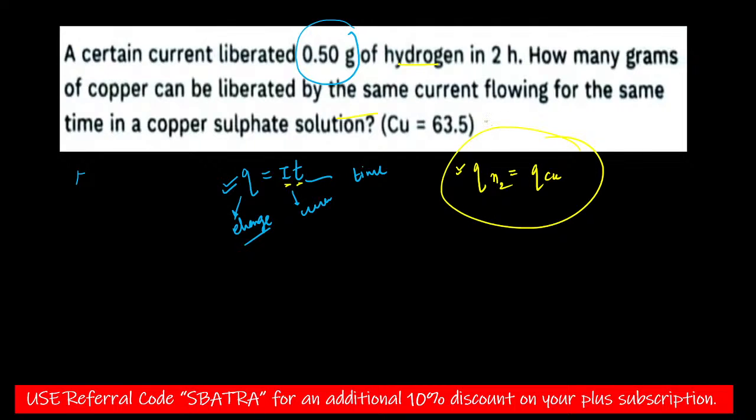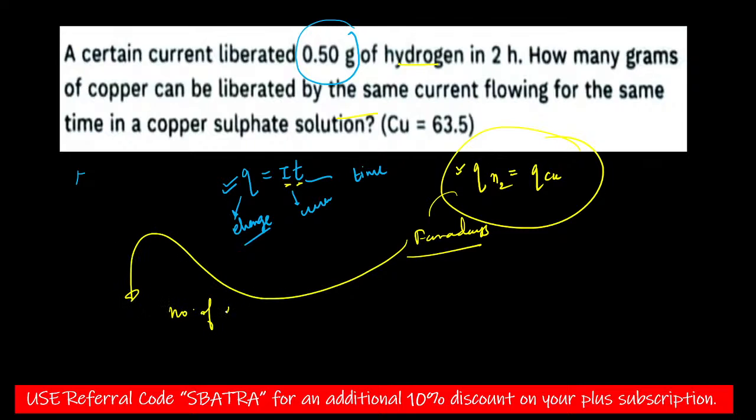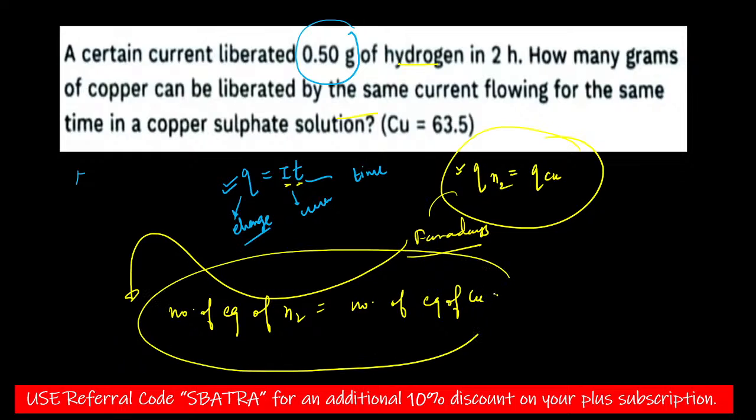So we have the same charges, the same units of electricity, or we can say the same Faradays. So I use this relation: number of equivalents of H2 is equal to number of equivalents of copper. This concept can be derived from QH2 and QCu, that number of equivalents of H2 liberated is equal to number of equivalents of copper deposited. So this is the relation.